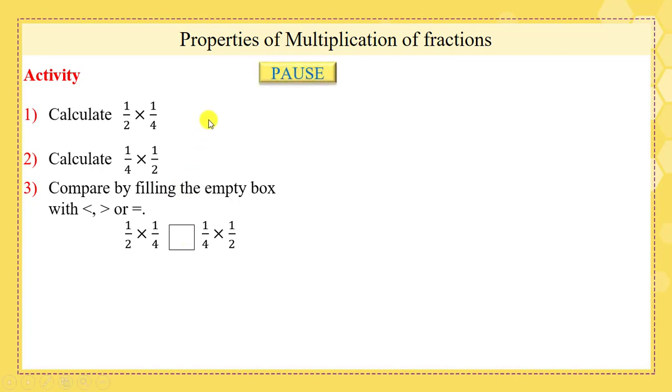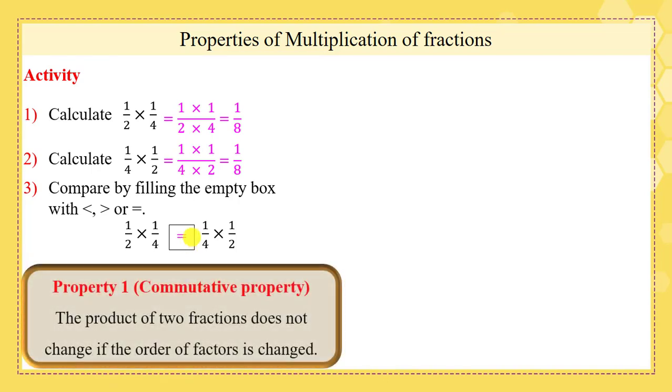Please pause this video and try to solve this activity. 1 over 2 times 1 over 4 equals 1 times 1 over 2 times 4 equals 1 over 8. 1 over 4 times 1 over 2 equals 1 times 1 over 4 times 2 equals 1 over 8. 1 over 8 equals 1 over 8, so 1 over 2 times 1 over 4 equals 1 over 4 times 1 over 2.